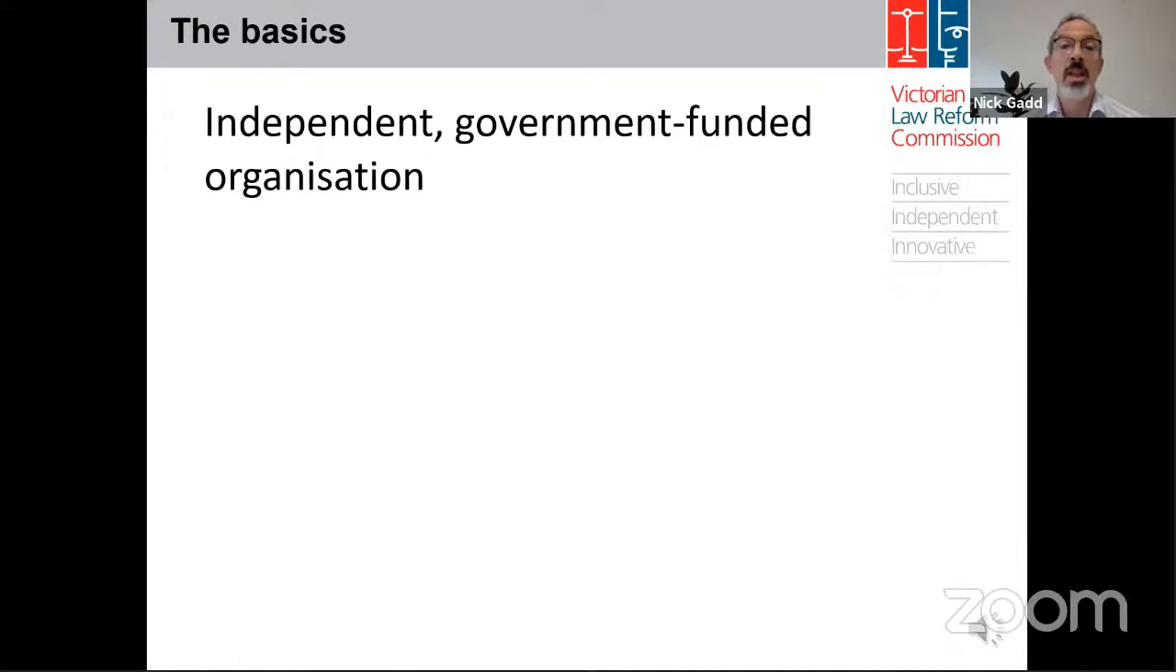So beginning with the basics about the Victorian Law Reform Commission, it's an independent organisation. That's really important. I'll say a bit more about that later, but it is, of course, funded by the state government.